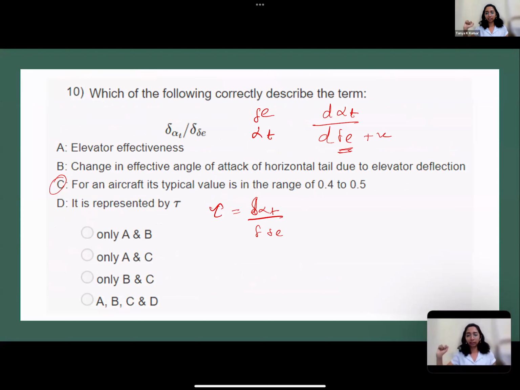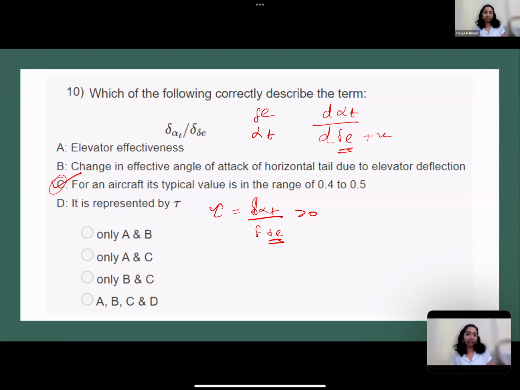Downward deflection of elevator, do you think it gives positive or negative alpha tail? You just mentioned, one of you just answered that tau is positive. So if delta E is positive, will the change in alpha tail be positive or negative? Positive, yes, exactly. So if I deflect the elevator down, the change in angle of attack at the tail is positive. This is why this point is true, right?